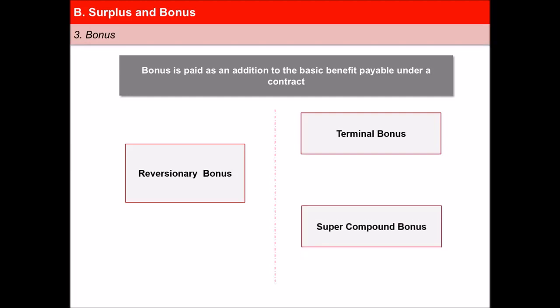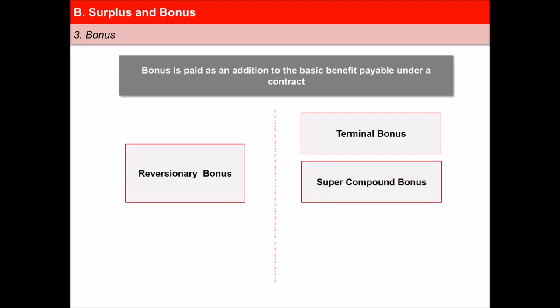Second, super compound bonus. In this, the bonus is arrived at as a percentage of basic benefit and applying another percentage for attached bonus. Third, compound bonus. Here the company expresses a bonus as a percentage of basic benefit and already attached bonuses. It is thus a bonus on a bonus. A way to express it may be at the rate of 8% of basic sum assured plus attached bonus.